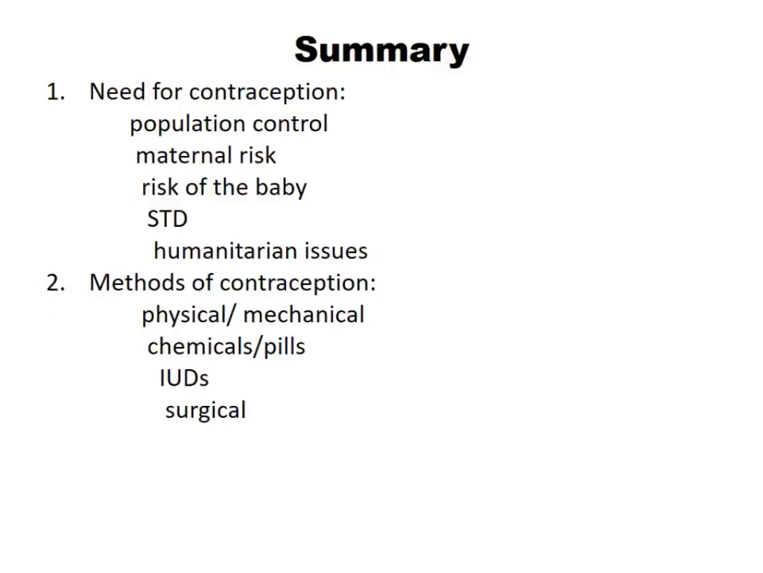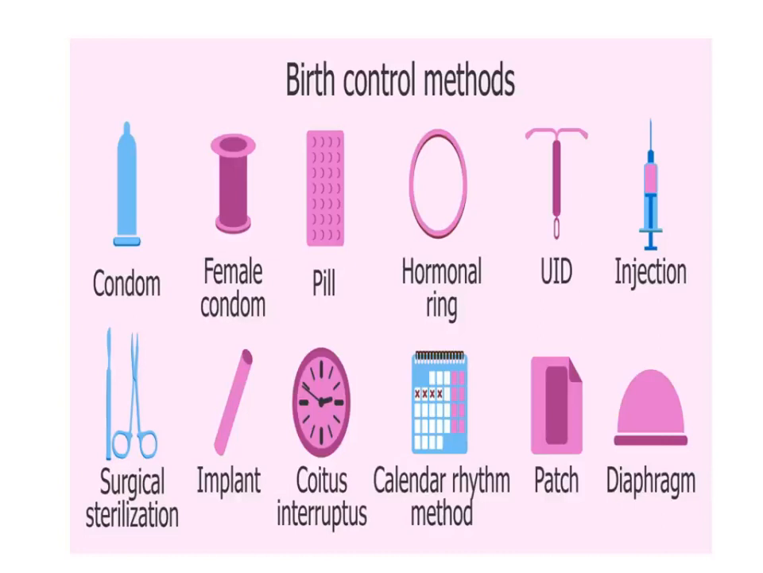So in summary, the need for contraception is population control, maternal risk, risk to the baby, sexually transmitted disease and humanitarian issues like rape. Methods of contraception: physical, mechanical, chemical, pills, IUDs, surgical methods. So you can see all the birth control methods in one picture, whether mechanical or chemical or surgical or IUDs.